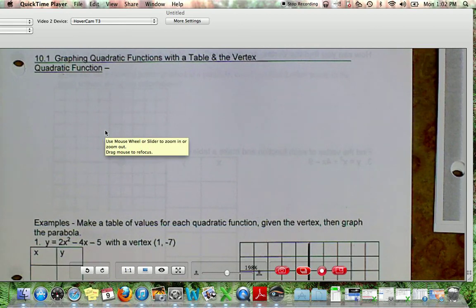As we begin chapter 10, chapter 10 covers graphing quadratic functions. We'll learn several ways to graph a quadratic function, but we are going to begin with the most basic way, which is to make a table. So let's define what a quadratic function is first.